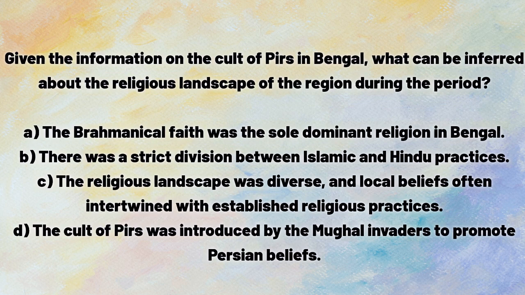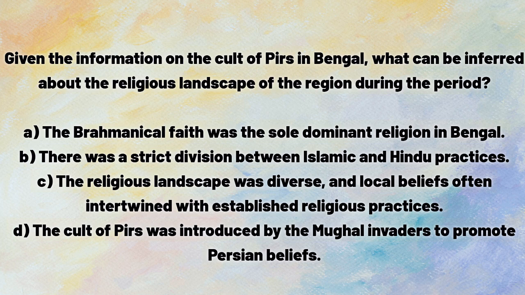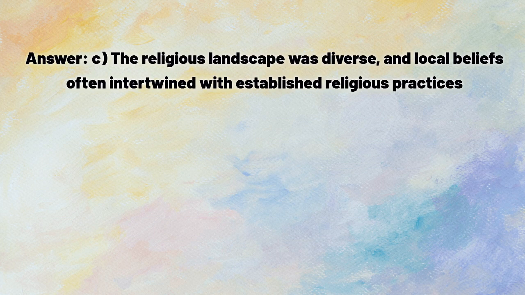Given the information on the cult of Peers in Bengal, what can be inferred about the religious landscape of the region during the period? A. The Brahmanical faith was the sole dominant religion in Bengal. B. There was a strict division between Islamic and Hindu practices. C. The religious landscape was diverse, and local beliefs often intertwined with established religious practices. D. The cult of Peers was introduced by the Mughal invaders to promote Persian beliefs. Answer: C. The religious landscape was diverse, and local beliefs often intertwined with established religious practices.